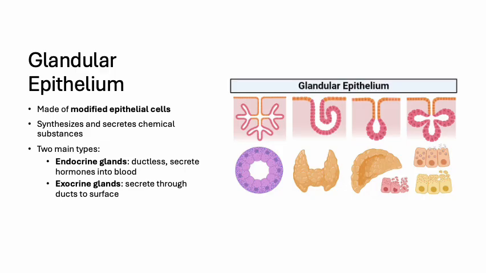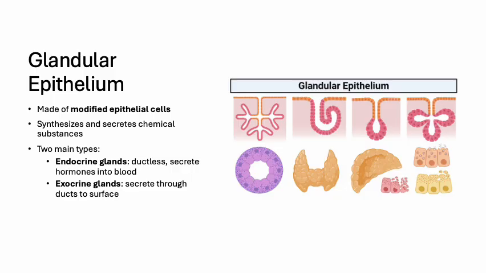Glandular epithelium is made up of modified epithelial cells that specialize in secretion. These cells synthesize and release chemical substances needed throughout the body. Glands can be composed of single cells like goblet cells or larger multicellular structures. Regardless of size, all glands originate from epithelial tissues. Their secretion may act locally or travel to distant parts of the body.